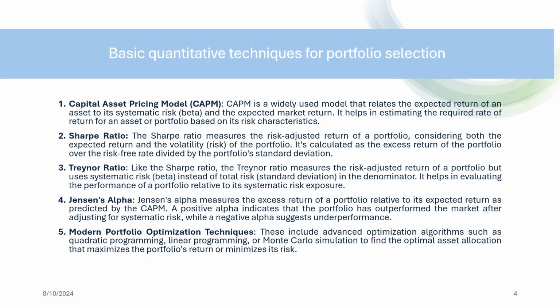Let's define the quantitative techniques that are used in portfolio selection. The capital asset pricing model, also commonly known as CAPM, is a widely used model that relates the expected return of an asset with the market beta, which is a systematic risk, against the expected return of the market.